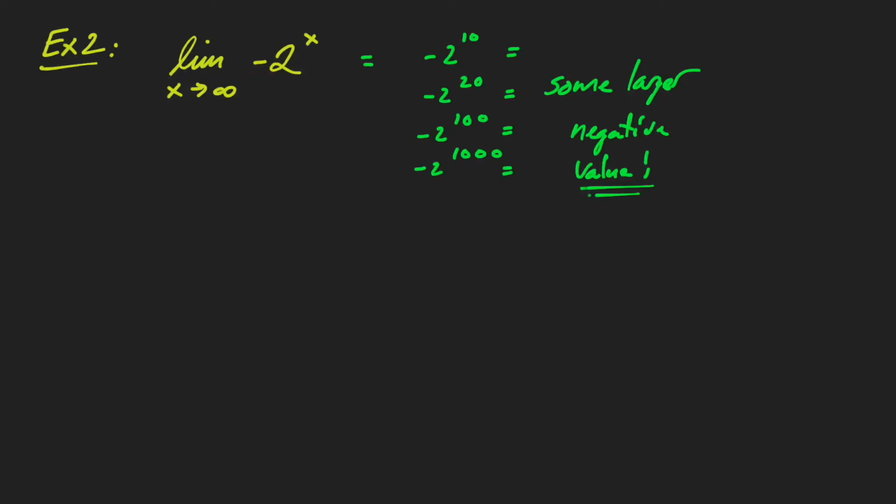So in this case, the limit as x goes to infinity of -2 raised to the x is a value of negative infinity. That is your answer for this question. It doesn't have to be some finite number. As I said before, infinity is a concept, not a number. We typically say that this diverges to negative infinity.